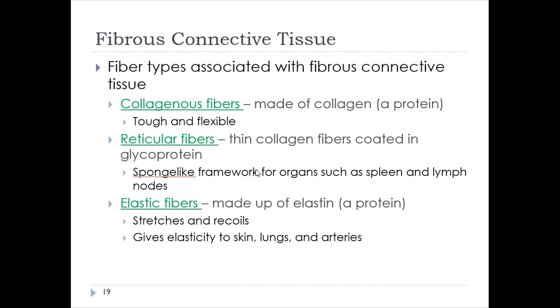Reticular fibers are thin collagen fibers coated in glycoprotein. And they're going to be sponge-like. They're for organs like the spleen and lymph nodes to be able to move around and still be attached. And then elastic fibers. These are going to be, just like the name says, stretchy, recoil, and give elasticity. So if your skin didn't have that elastic membrane underneath, somebody could pinch your cheeks and literally snap off some tissue, which would be gross. Your lungs, you'll actually be able to push on the cadaver's lungs in 202, and you'll see that they'll bounce back. And arteries. Arteries have a little muscle in them, and they allow you to bounce back.